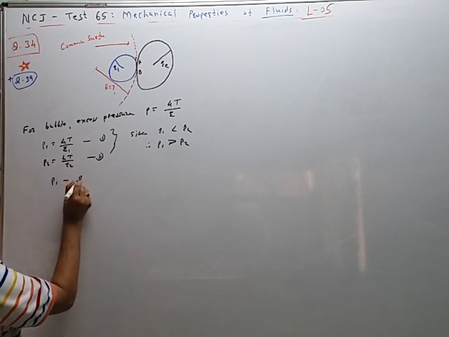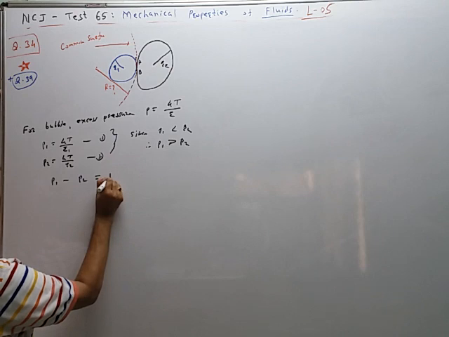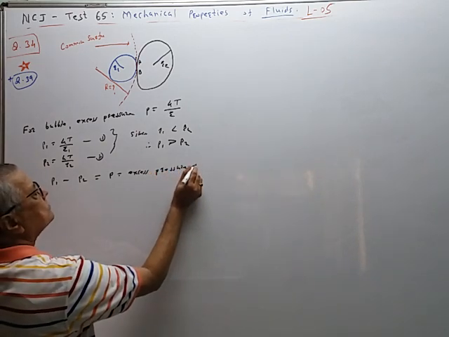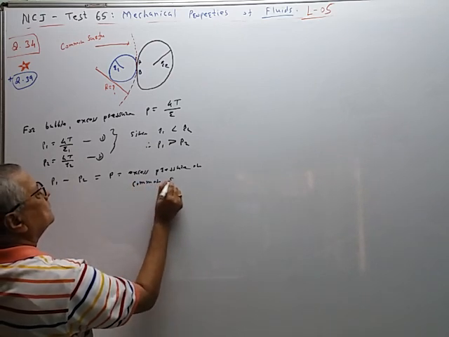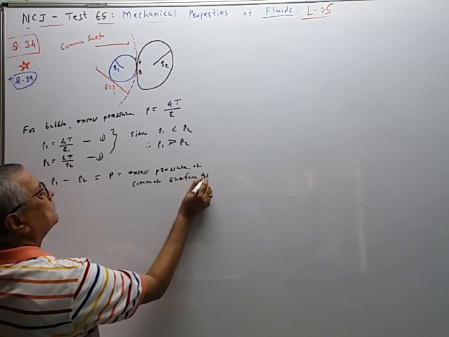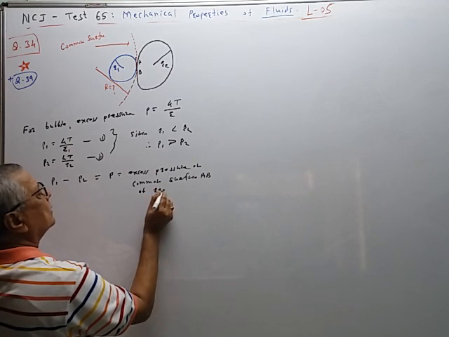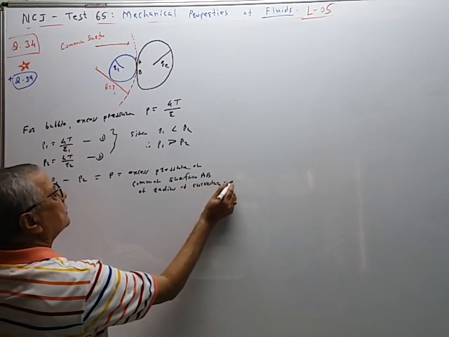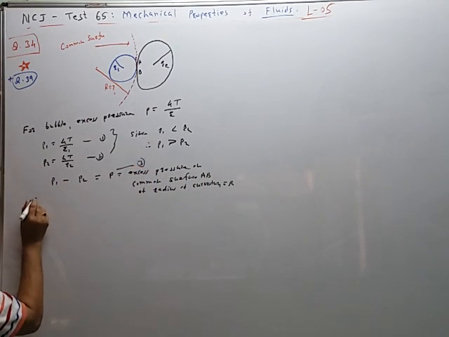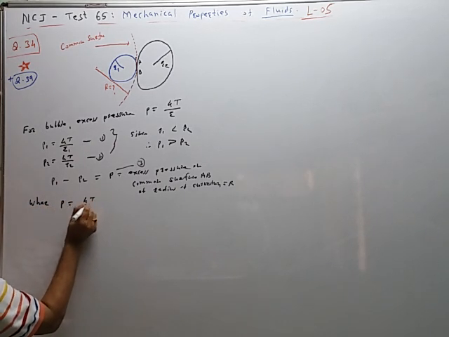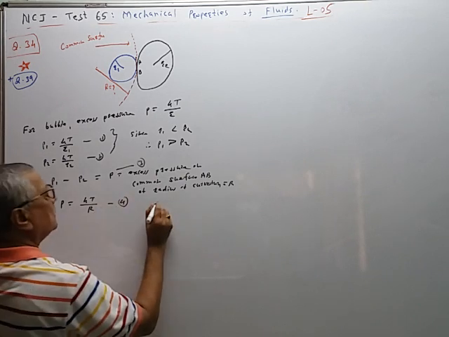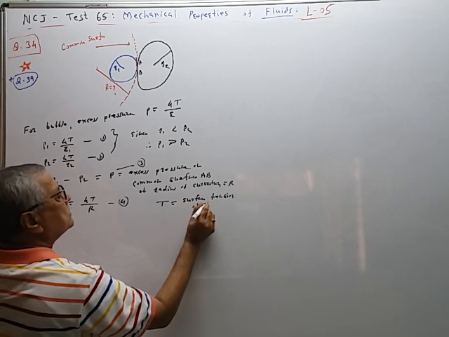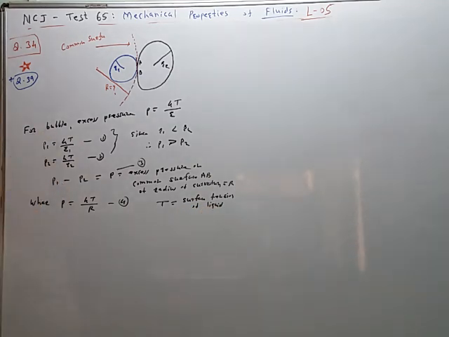And therefore, P1 minus P2 is equal to P, which is the excess pressure on common surface AB, the common surface AB of radius of curvature equal to capital R. So this is equation 3, where P is equal to 4 times T upon R. T is equal to surface tension of liquid. In all these equations, T is the surface tension of liquid.